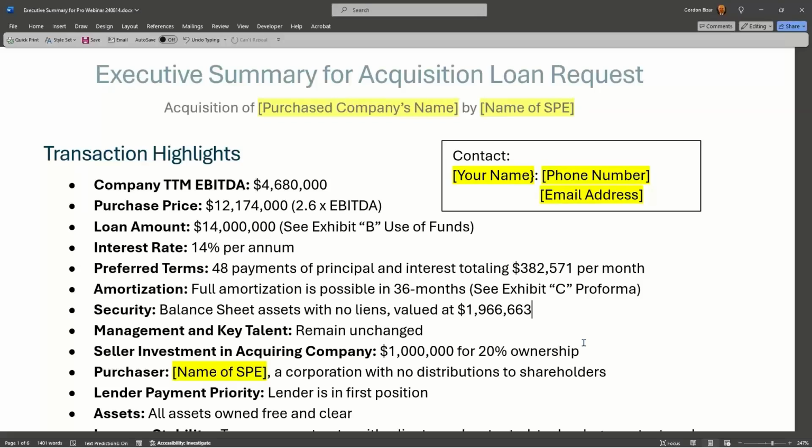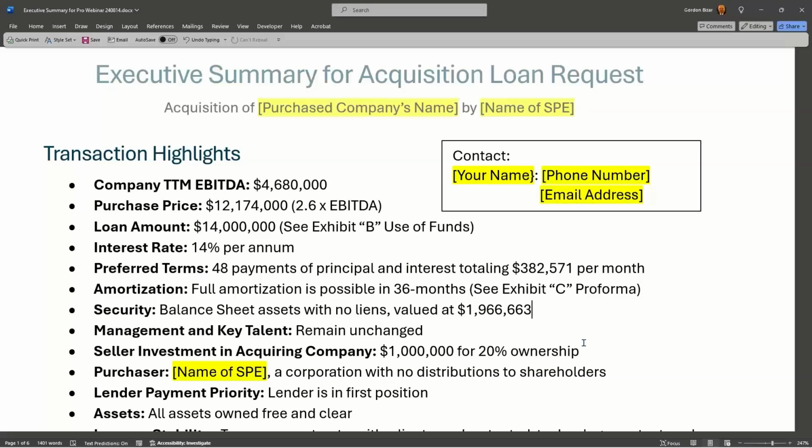They know that the full amount of the values of those assets will be available to them should there be a need for a secondary source of repayment, because the cash flow for some reason didn't materialize at the level we all anticipated. The next item that's going to be important to them is management and key talent.